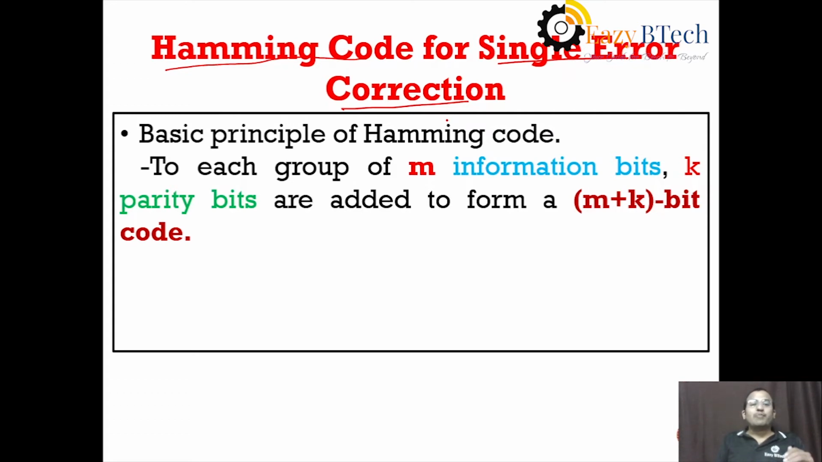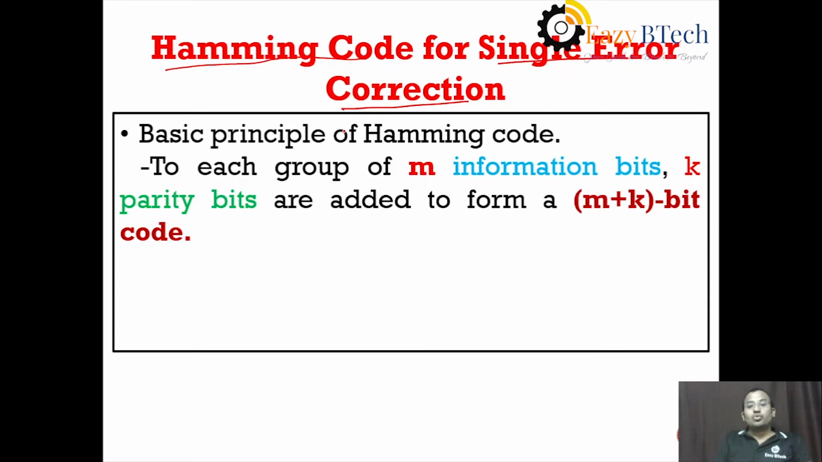We can detect the error and also correct the error, whereas with the help of a parity bit, we can only detect the error. We cannot correct the error. With the help of Hamming code, we can correct the error also. So how are we going to do this error correction?